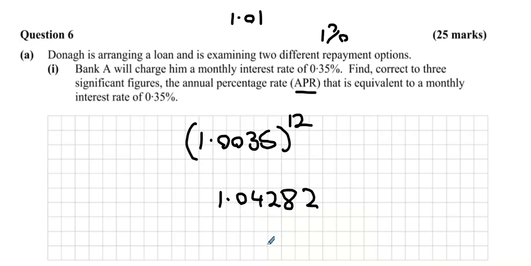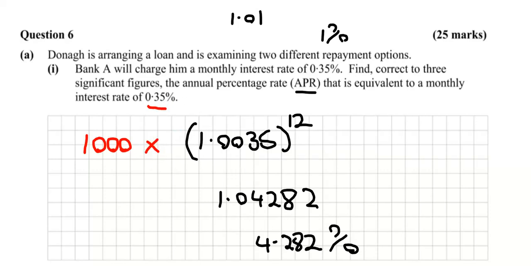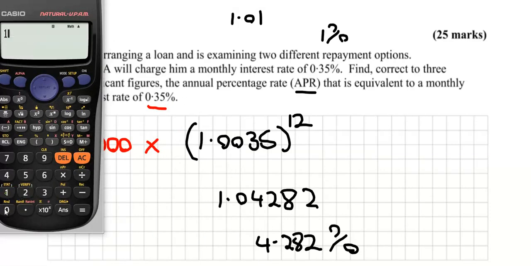So does everybody see my answer for that? It would be 4.282%. Now, for those of you unsure about how this actually works, I could do the following. Imagine I invested, for argument's sake, €1,000, and each month I increase it by 0.35%. So look at this. You get €1,000 and you multiply it by 1.0035, and at the end of 1 month, you'd have this much money.